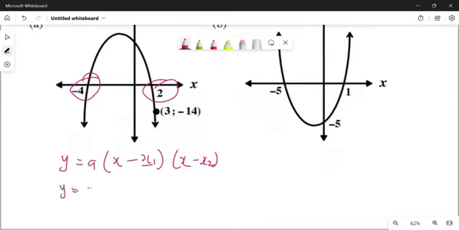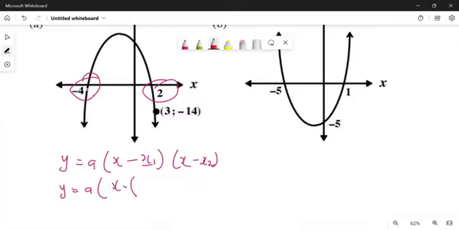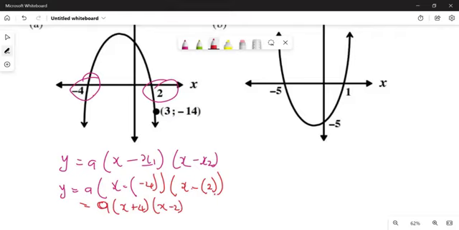So what are you going to have? You're going to have y equals a, open bracket, x minus open bracket, -4, close bracket, and then x minus open bracket, 2, close bracket. Then you work this out. Negative and negative gives us positive, so we have x plus 4. Negative and positive gives us negative, so x minus 2.